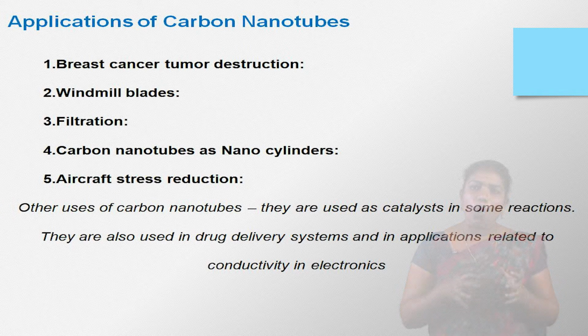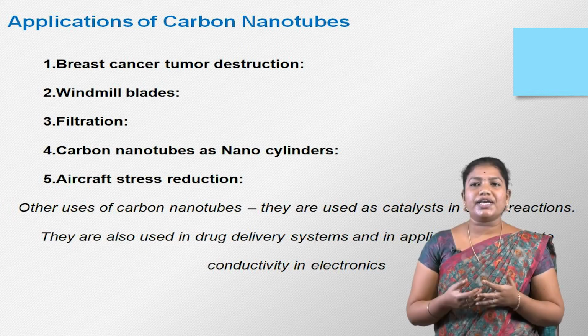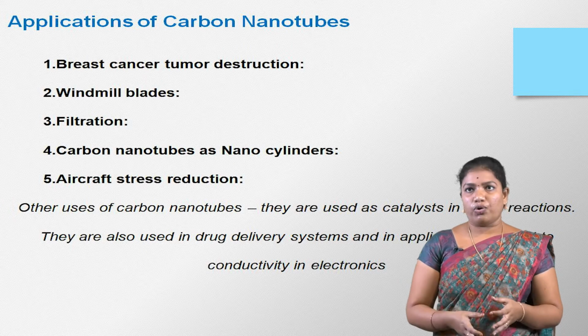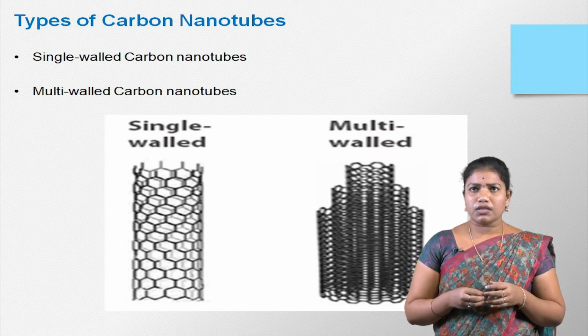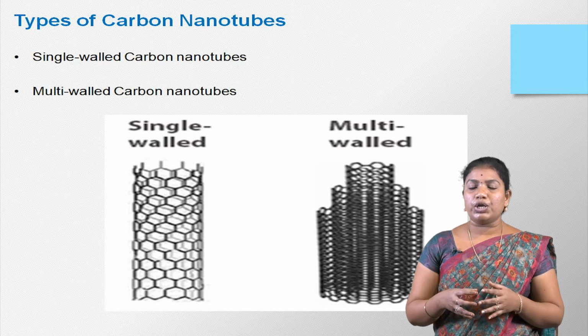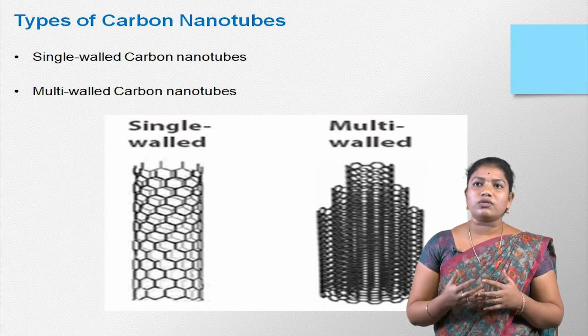There are also other uses of carbon nanotubes. They are used as catalysts in some reactions. They are also used in drug delivery systems and in applications related to the conductivity of electronics. The next, the types of carbon nanotubes. The first one, single-walled carbon nanotubes, and the second one, multi-walled carbon nanotubes.